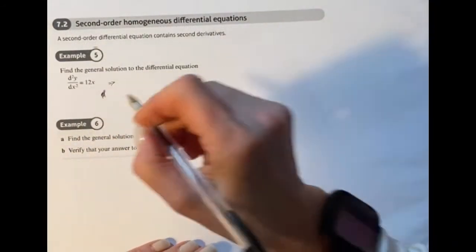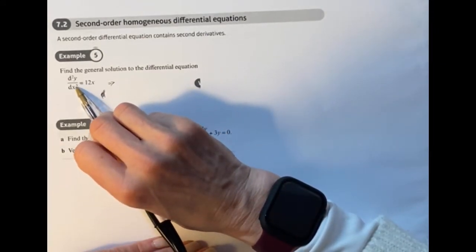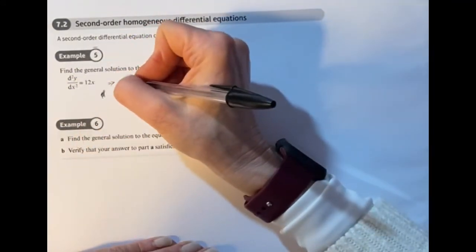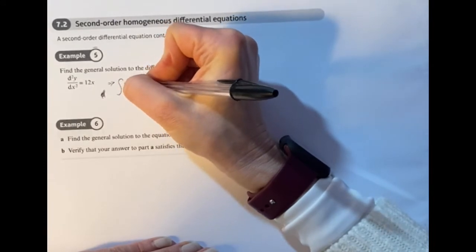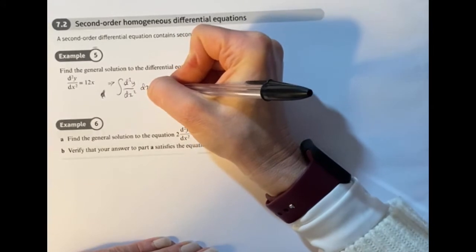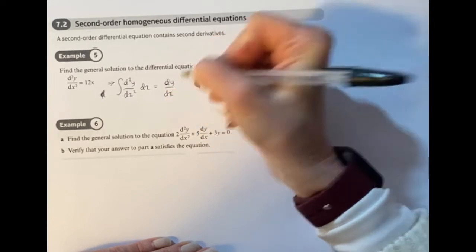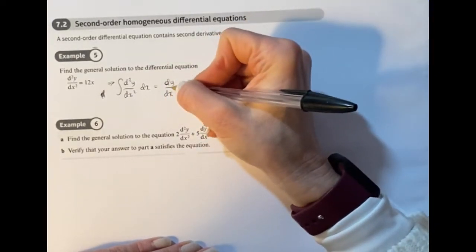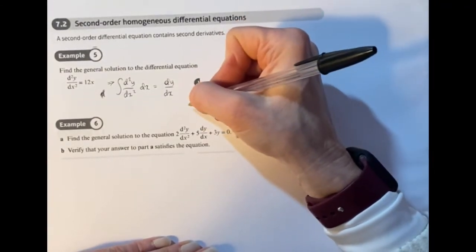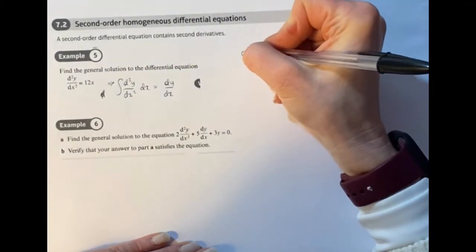Right, so we're going to integrate it twice to find what was differentiated twice to give us 12x. So let's integrate it once. If I integrate the second derivative with respect to x, that will give me the first derivative. And then I integrate this to obtain y, so undo the differentiation. So this is what will happen to the left hand side. So let's integrate once.